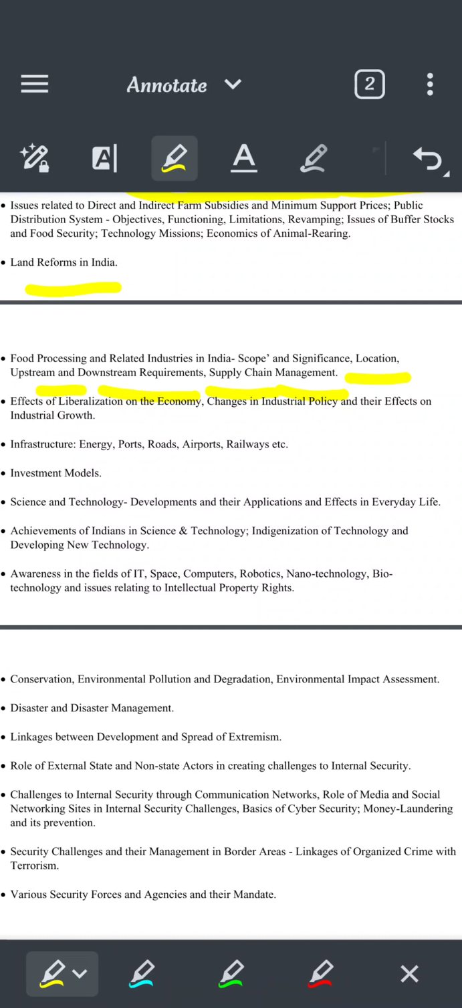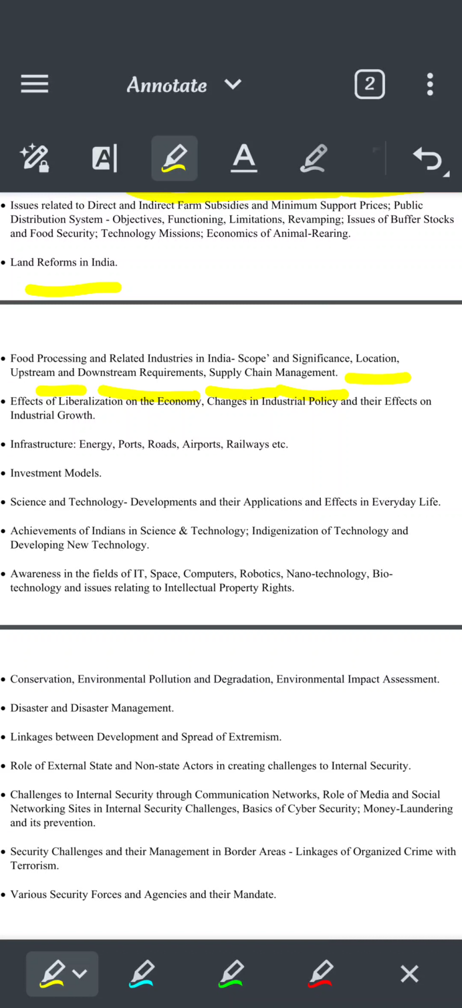Next is food processing and related industries in India, their scope and significance, location, upstream and downstream requirements, supply chain management. What is the food processing sector? What are its various contributions to the Indian economy? How does it get influenced by various factors? What are the various issues associated with it, and how to address those issues? And you also have to study the various government schemes in that regard.